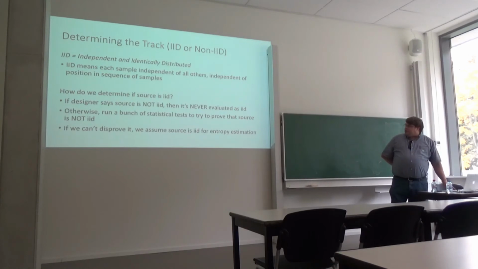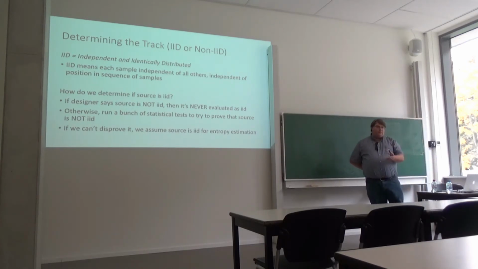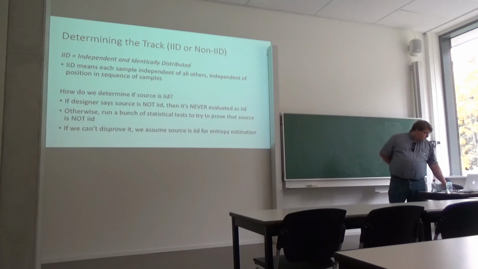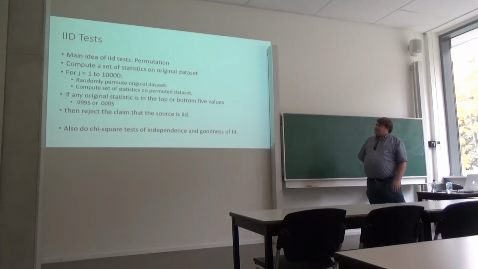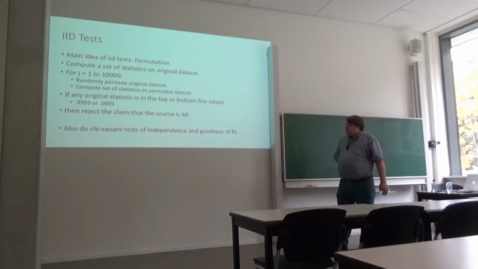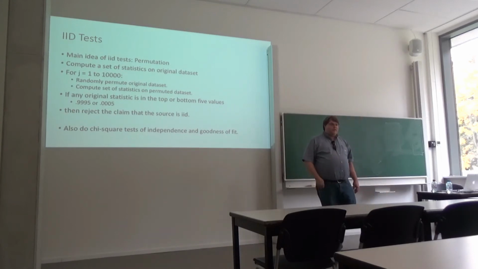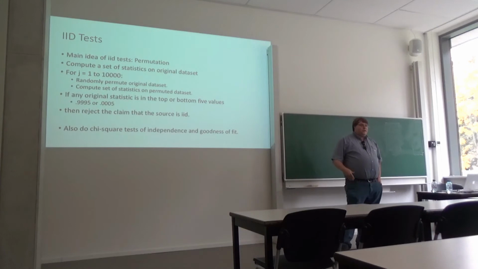But if you run the test and we can't disprove it with these tests and you claim it's IID, then we, or the labs in this case, are going to assume the source is IID for entropy estimation and keep going with that assumption until we find a place that it's wrong. So the IID testing, I'm not going to go into a lot of detail about it. We do a couple standard things. We do chi-square tests of independence and goodness of fit.